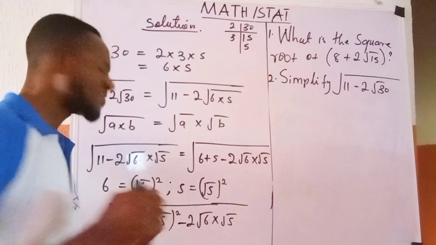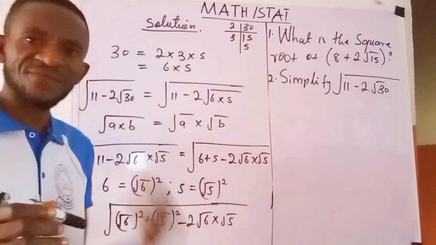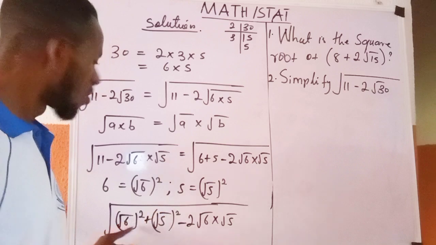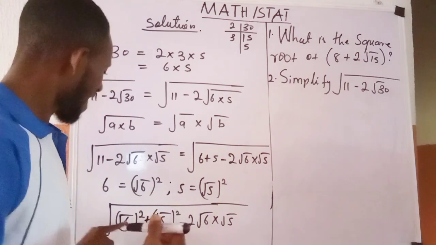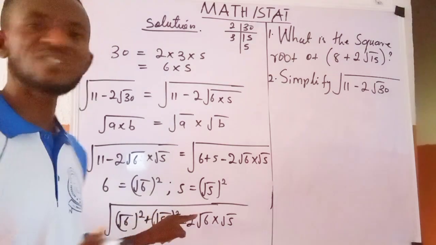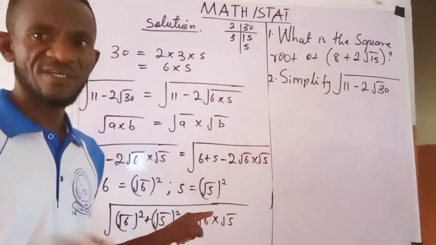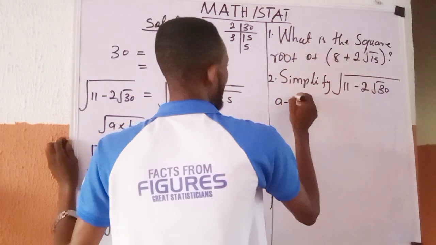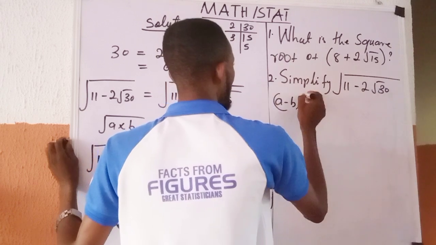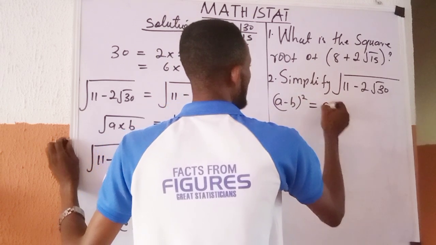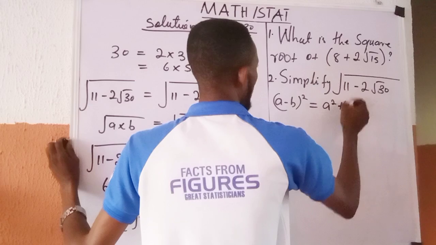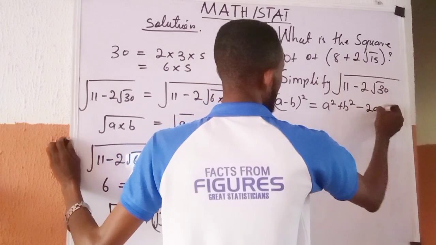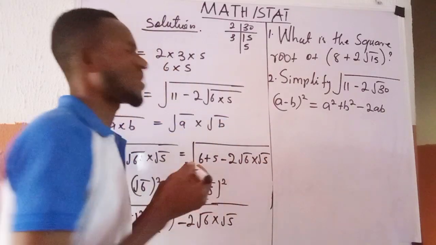Then I ask myself the next question: is there any expression in mathematics that is the same as what we have under this square root sign? Yes, there is. In mathematics, whenever we have A minus B, all raised to power 2, the answer is A raised to power 2 plus B raised to power 2 minus 2AB. This is true in mathematics.